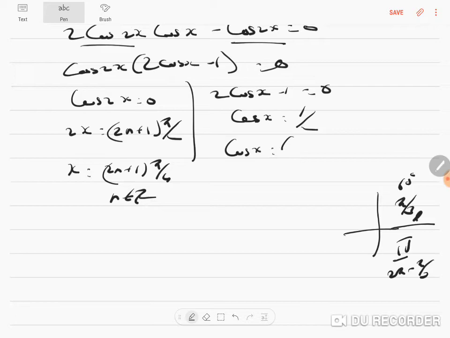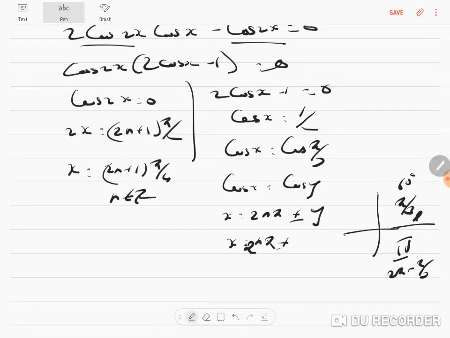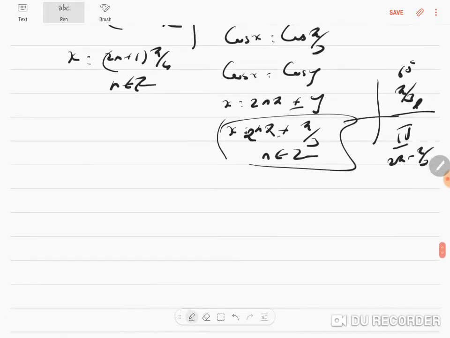So cos x is equal to cos pi by 3 is of the form cos x is equal to cos y. So x is equal to 2n pi plus or minus y. So x is equal to 2n pi plus or minus pi by 3, where n is an element of Z. So sum is over. Two general solutions are got.